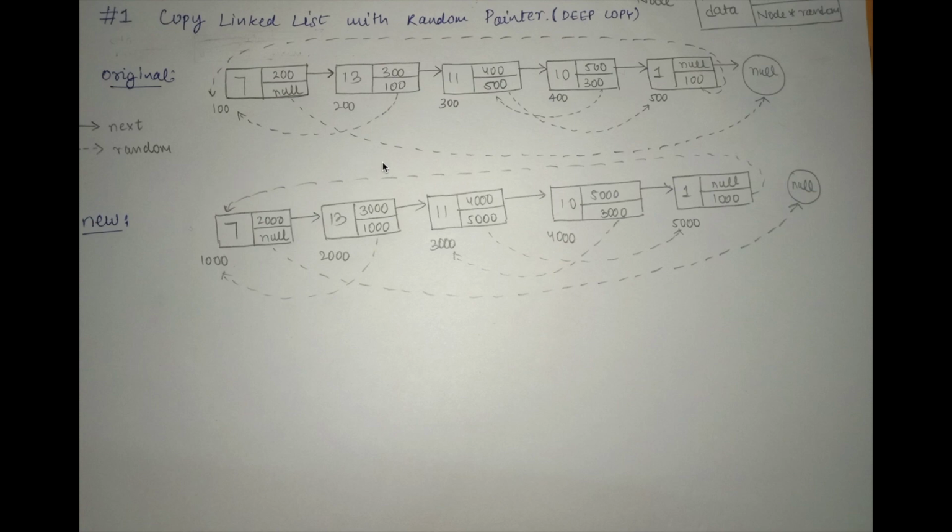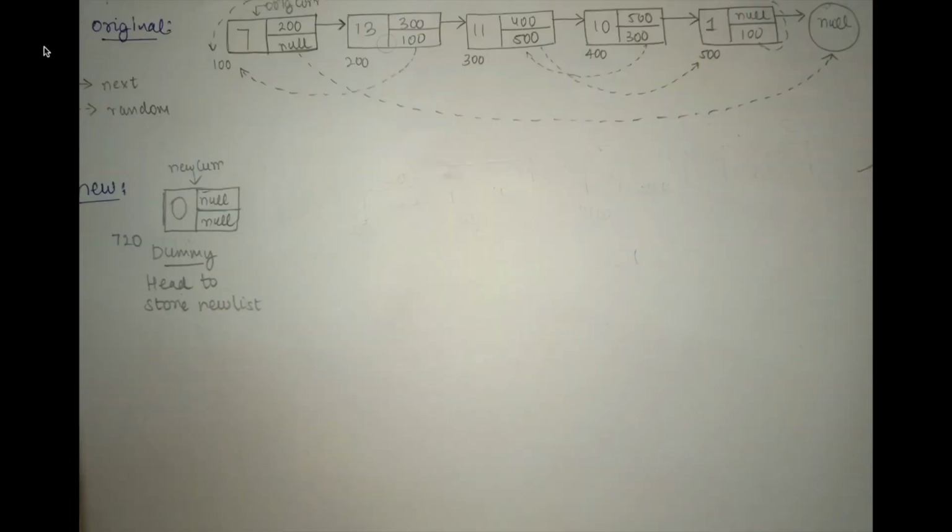this is what was meant by deep copy. The next configurations and the random configurations of the original linked list should be completely copied in the new linked list, and our only objective here is to return the head of the newly linked list. Okay, so now that we have discussed what to do, let's discuss how to do it.